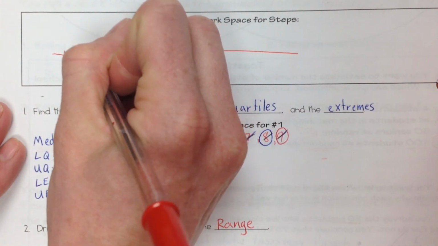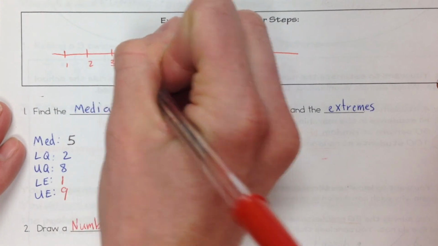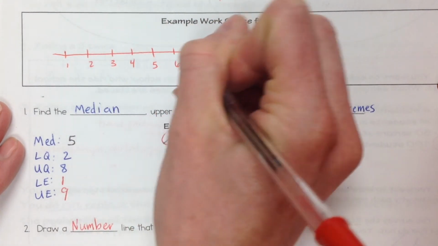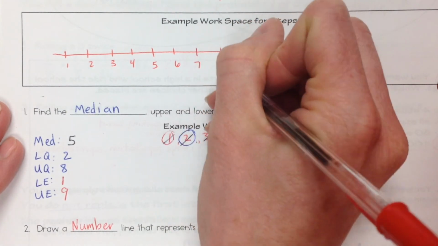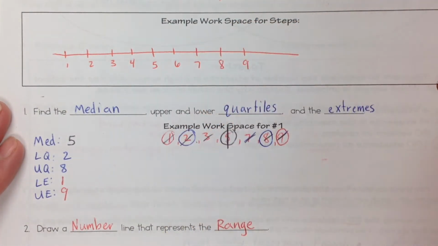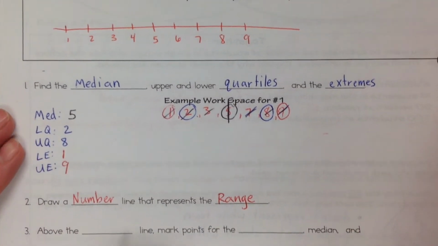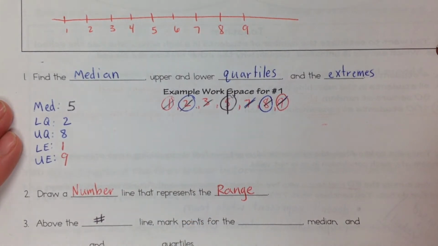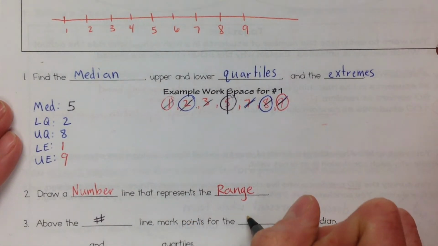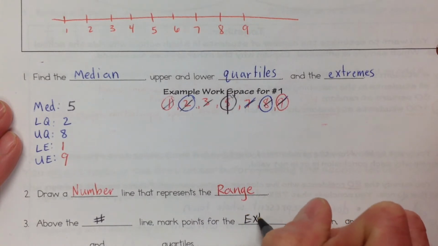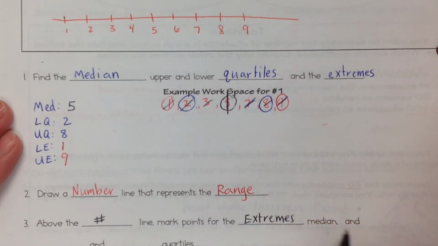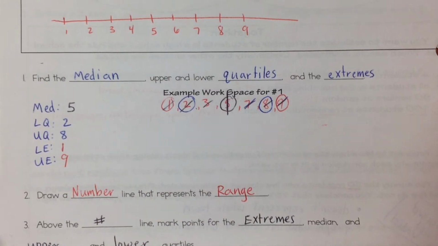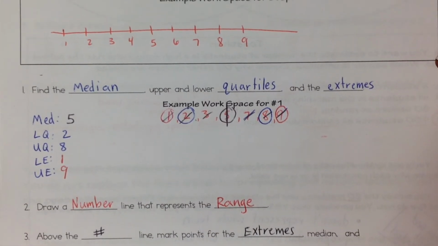Now I'm going to go by ones since I only have to go to 9. But remember, you could go by 2s, 5s, as long as you keep it consistent. Okay, so step 3 down here says above the number line, mark points for the extremes, median, and upper and lower quartiles. And so above the number line is where we're doing this, and there's a reason for that.